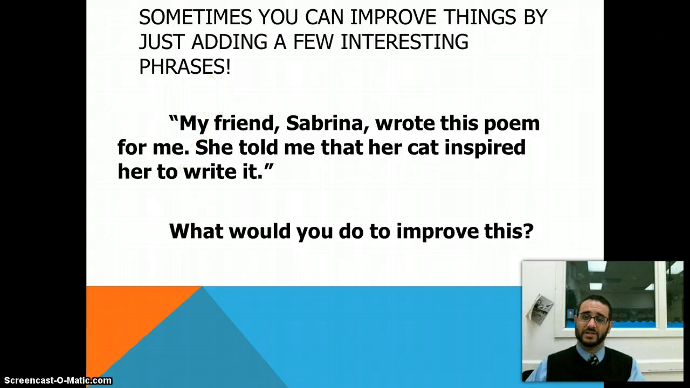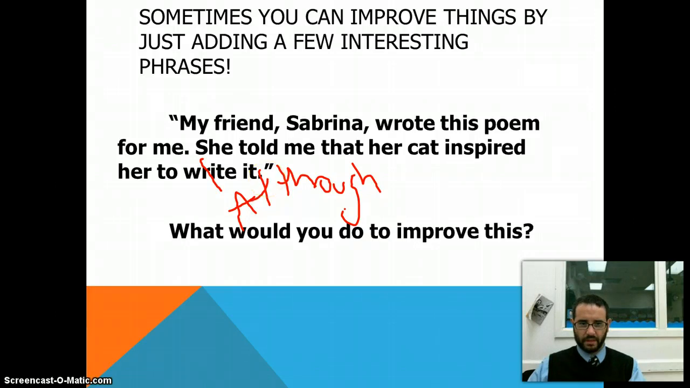But if you want to make it complex, because you want one part to be more important than the other, you can write the beginning of it like this. Let's see, we'll do that. Let me write this down here. "Although she told me that her cat inspired her to write it," then we put the comma after it, and then we move this in the front. So the sentence would read, "Although she told me that her cat inspired her to write it, my friend Sabrina wrote this poem for me."